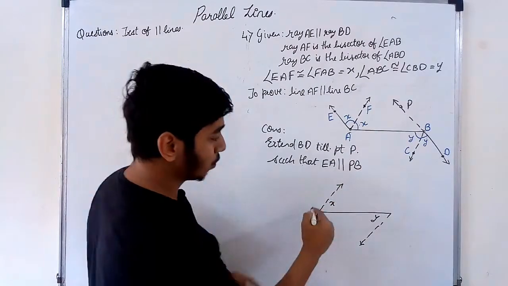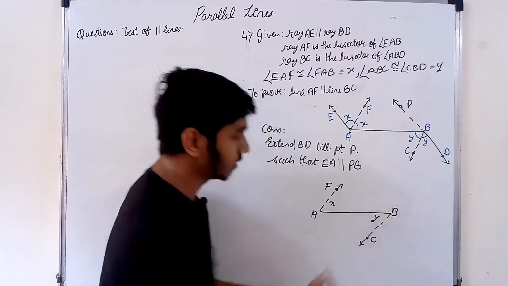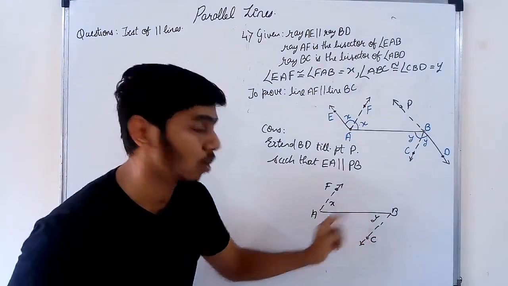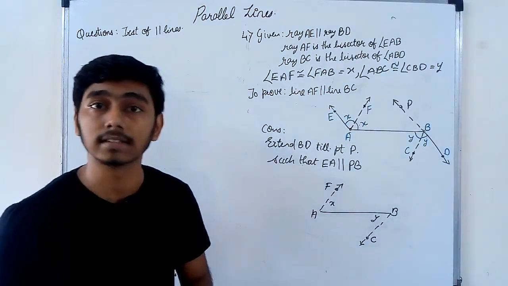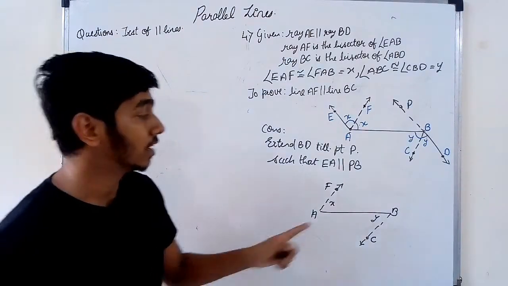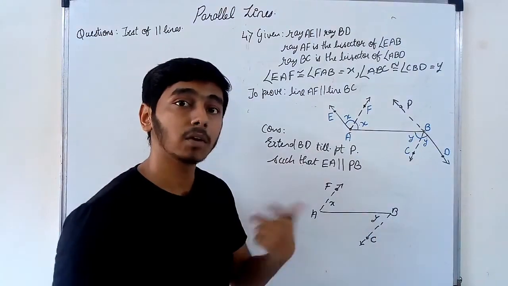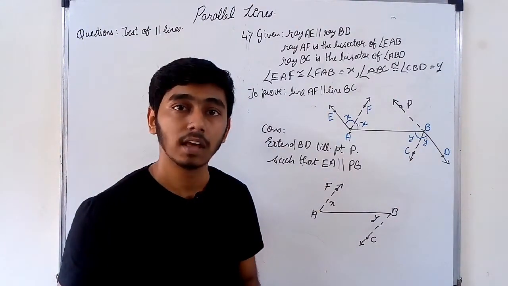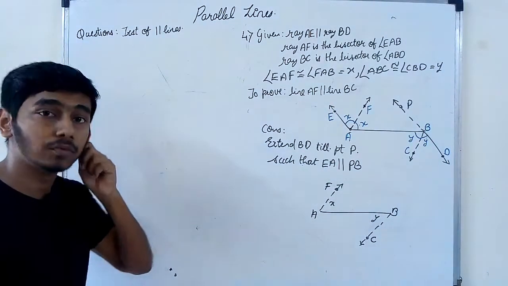This is A, F, this is B and C. So if you want to prove AF is parallel to BC, we have to prove that X and Y are congruent. If they are congruent, then by the converse alternate angles test, we can say that AF is parallel to BC. Yes or no? Therefore, we'll try to prove that X is congruent to Y. If we are able to prove it, then by the converse alternate angles theorem, AF is parallel to BC. I hope you understood the approach for the proof. So let's start with the proof.